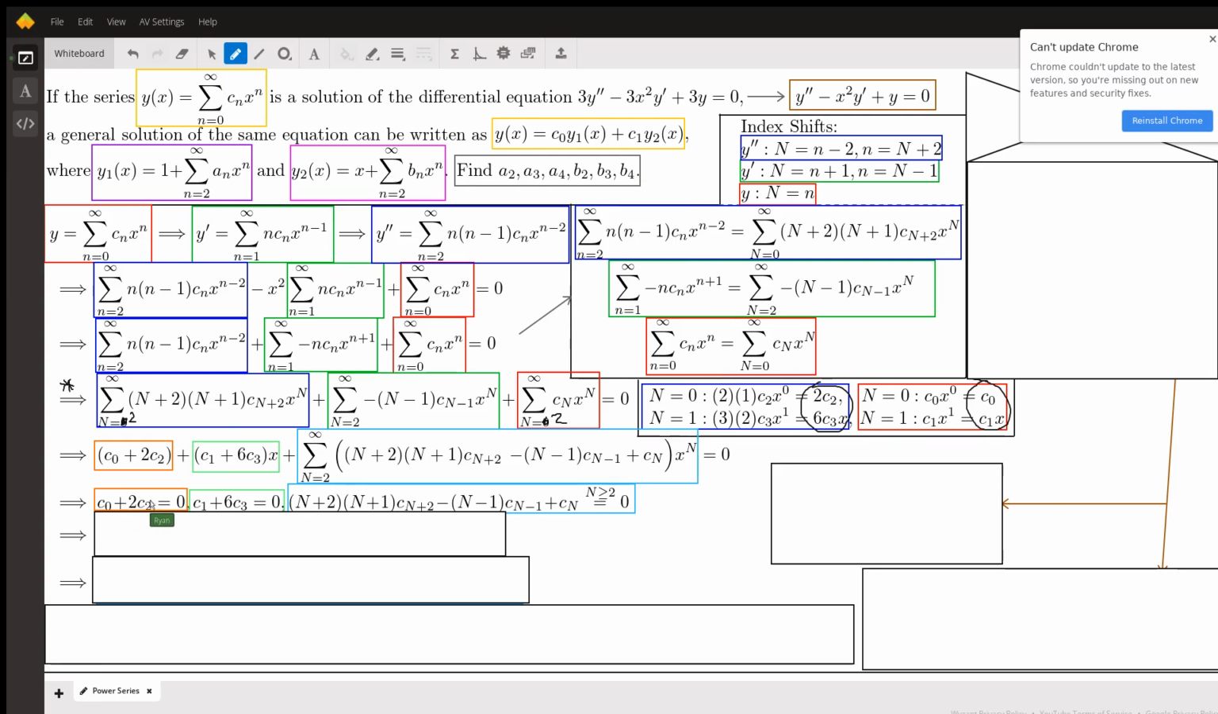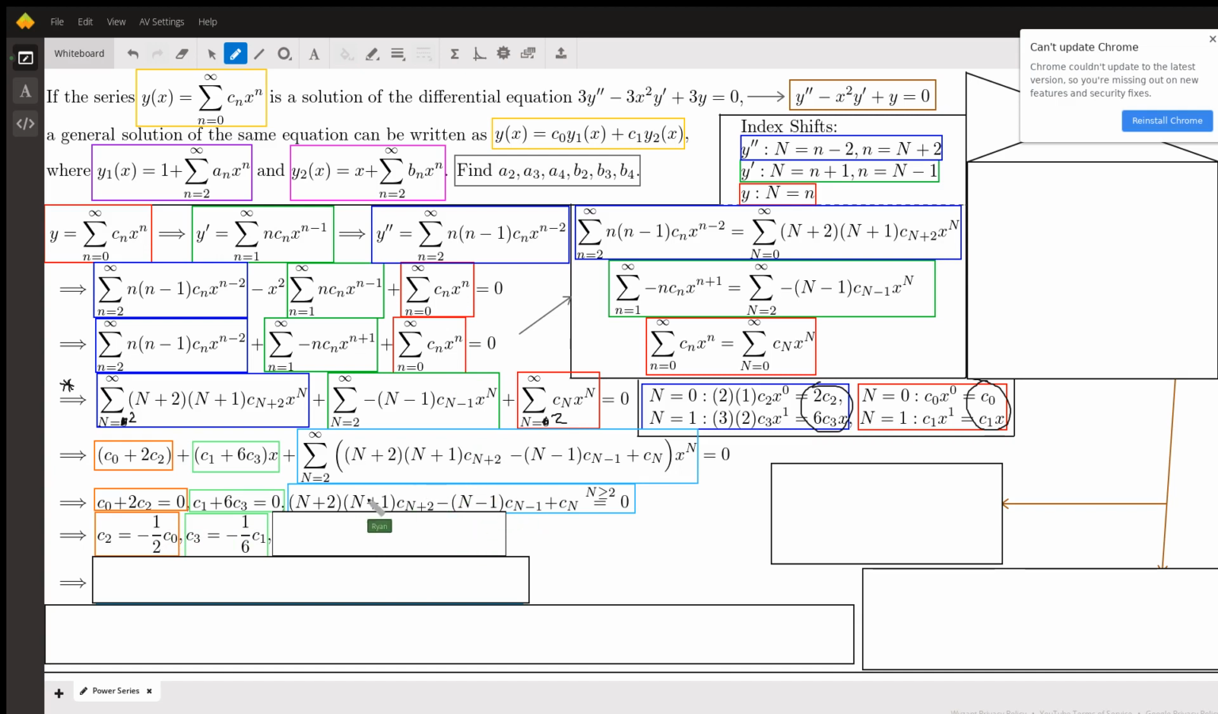In the orange box here, I'm going to solve for c2. So c2 will be equal to negative 1/2 c0. c3, I'll solve for c3 here. I'll get c3 equals negative 1/6 c1. Okay, so I'm getting all of the cn's in terms of just c0 and c1.